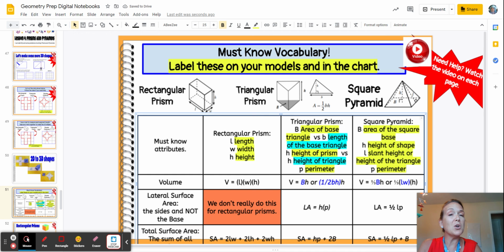So remember, area, you're going to multiply 2 things together. Perimeter, you're going to add several things together. So if you're finding perimeter of a triangle, you add 3 things together. If you're trying to find perimeter of a square, you're going to add 4 things together, or whatever the side is multiplied by 4.